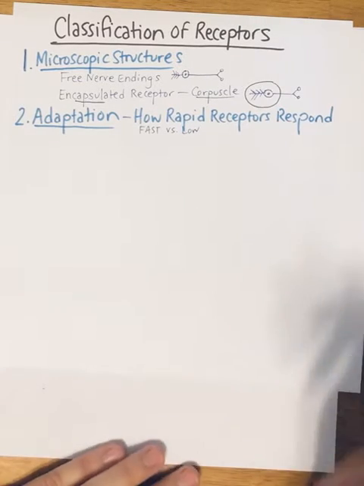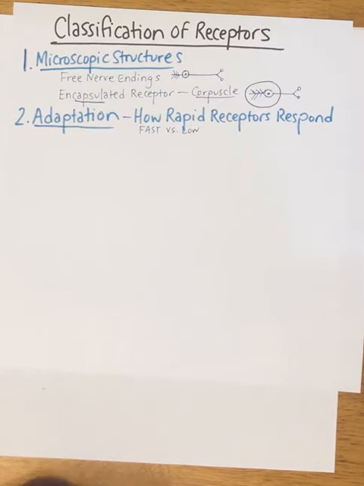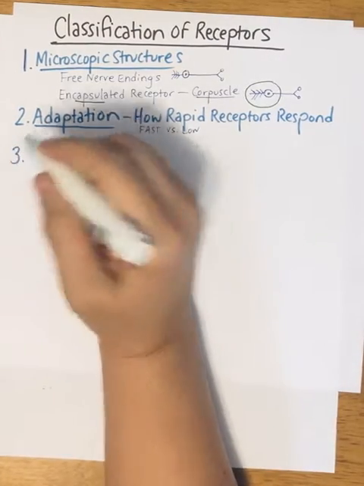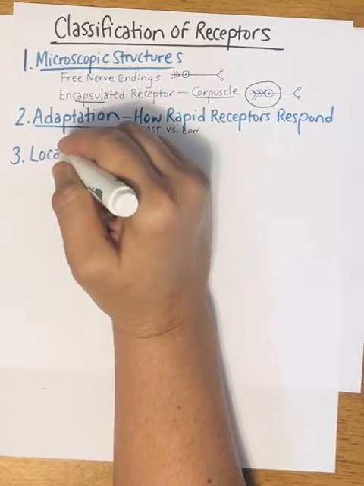Adaptation. All right, the third thing is pretty self-explanatory. Location of the receptor.